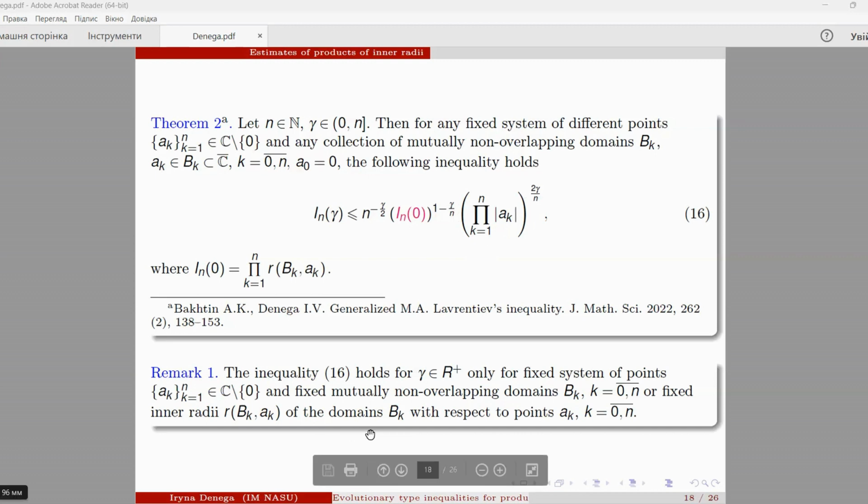The inequality 16 holds also for gamma from R plus, only for fixed points and fixed domains, or fixed radii of the domains with respect to a point a.